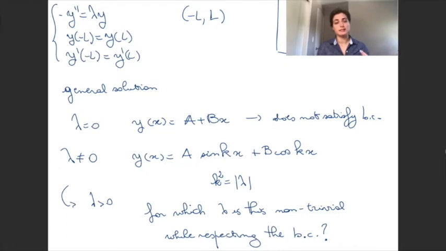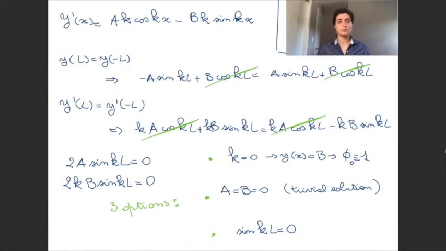Then we look at lambda different than 0. Then we have y satisfying a characteristic equation, and we can write y as a sin kx plus b cos kx, where we define k as the square root of lambda, or k squared equals the absolute value of lambda. Let's say lambda positive, because of the periodicity of sine and cosine. Which lambda can we choose in order for y(x) to be non-trivial while respecting the boundary conditions? So we do the usual trick.